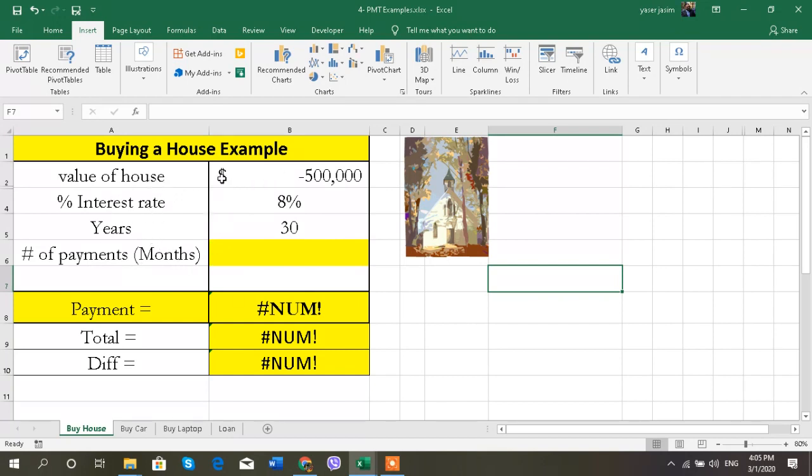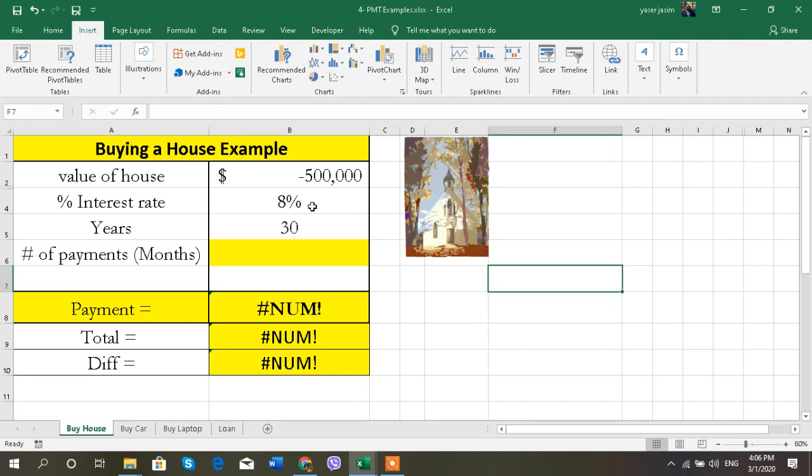So here I'm going to tell you that the value of a house that I want to buy is $500,000. If you're going to pay it in cash, there will be no problem. You don't need to calculate the payment, just pay the $500,000 and that's it. But if we don't have this money, we need to go for a loan, and this loan is going to be from a bank or another source of money payments funding.